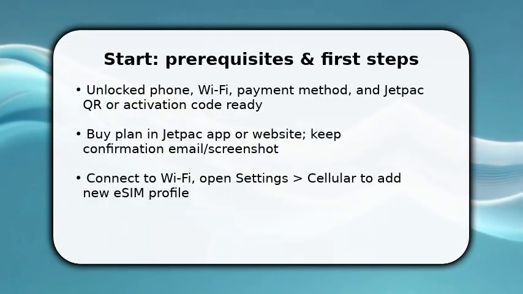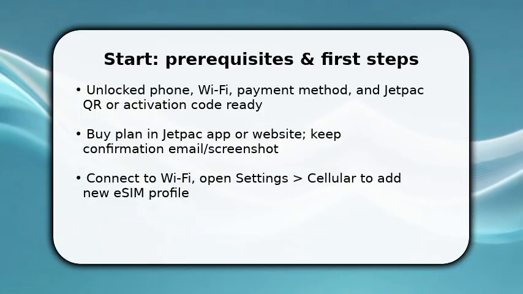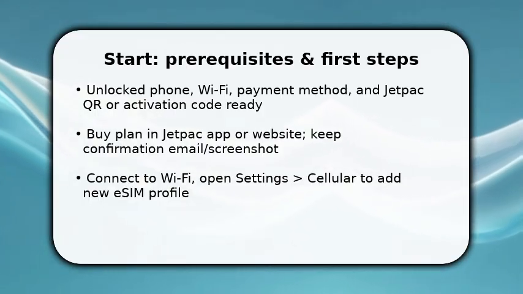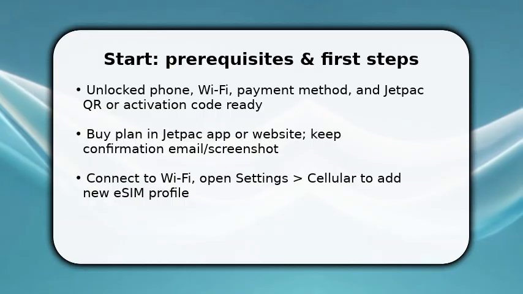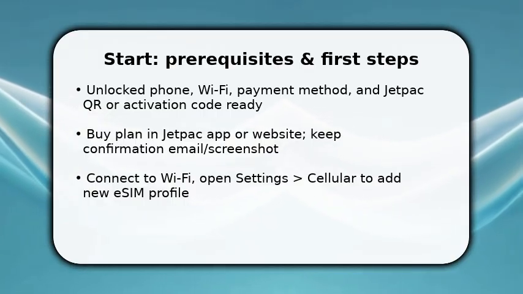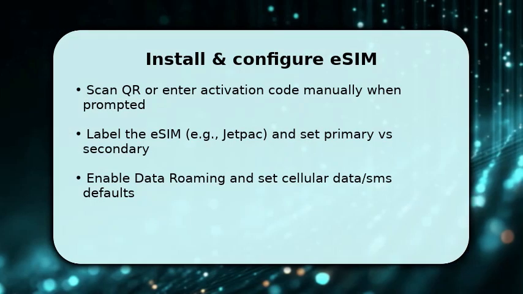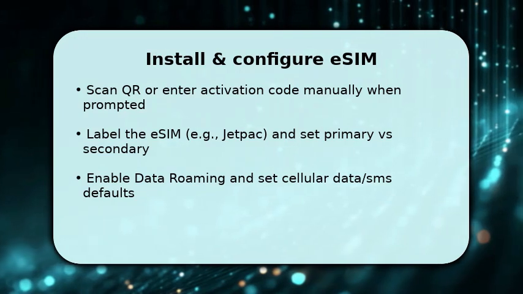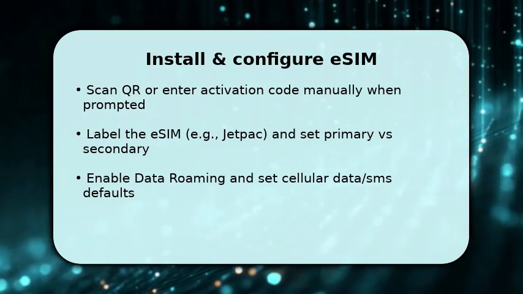Choose Add Cellular Plan. This step starts the secure transfer of the eSIM profile to your device, which is faster than waiting for a physical SIM and avoids carrier delays. You'll now install and configure the profile. When prompted, scan the Jetpac QR or paste the activation code.